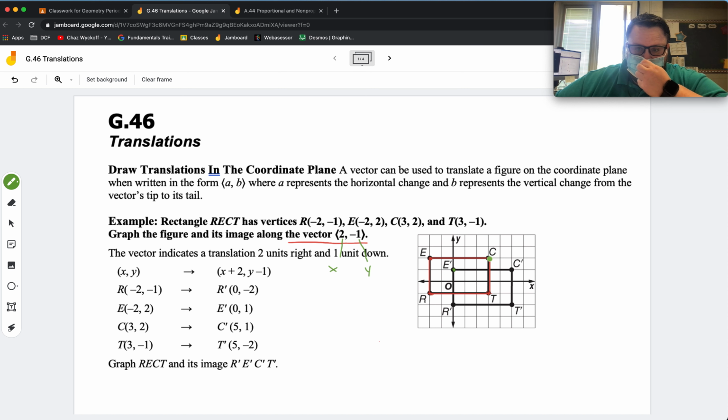Look at C. I move right 2, down 1. That's C prime. T: right 2, down 1, T prime. R: right 2, down 1, R prime. And so our pre-image is the red, and our image after the translation is in green. We moved the whole shape 2 units to the right and down 1.